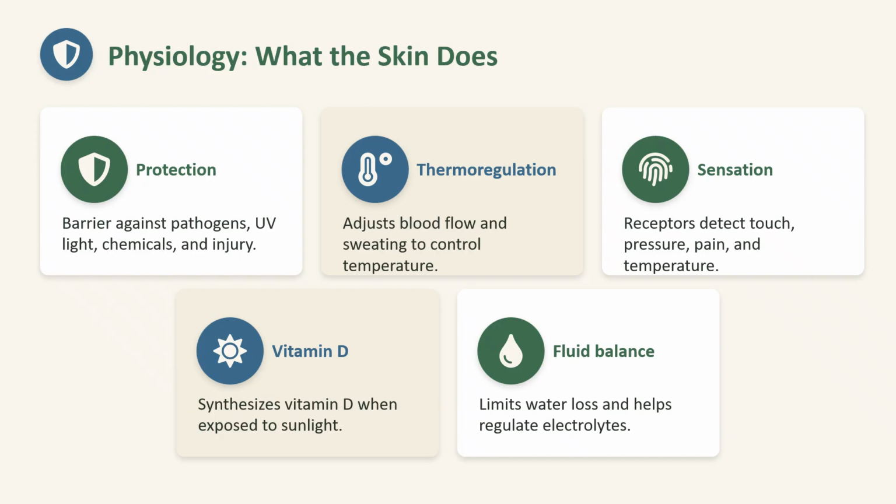Fourth, vitamin D synthesis. When sunlight hits the skin, it begins producing vitamin D, which is essential for calcium absorption and bone health, connecting us to the skeletal system we'll discuss in the next section. And fifth, fluid and electrolyte balance. That waterproof stratum corneum keeps you from evaporating away, and controlled sweating helps manage water and electrolytes. Protection, temperature, sensation, vitamin D, and fluid balance. 5 functions from one large organ.